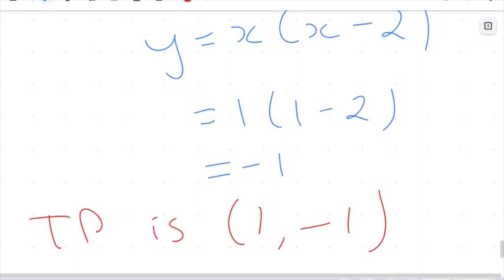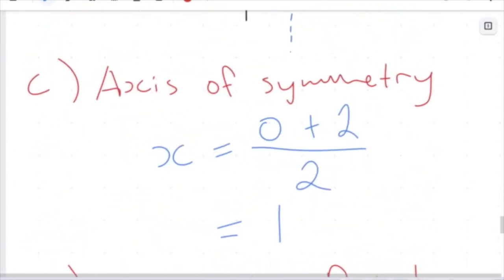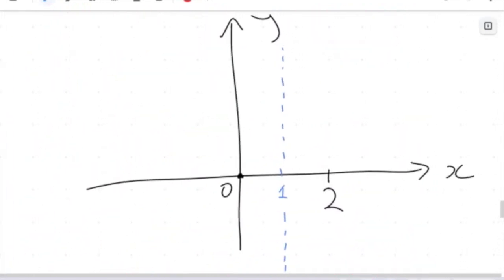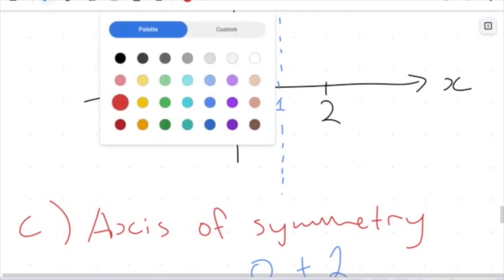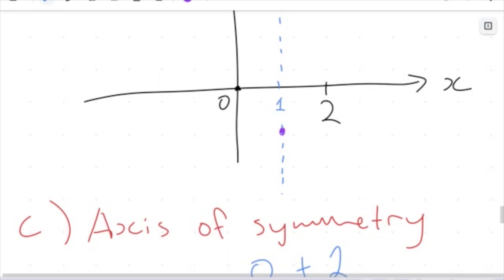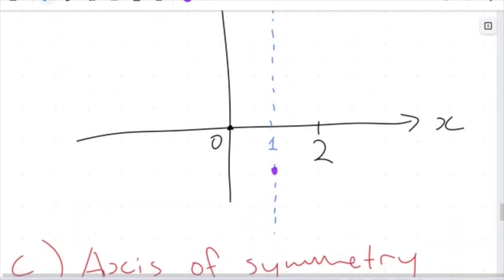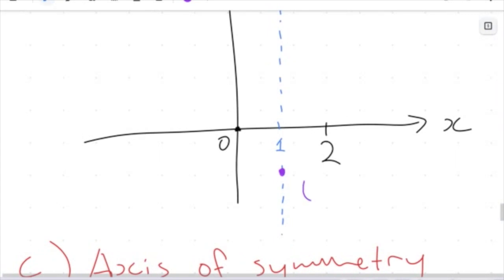So now I have all these pieces of information here. I have a turning point, I have an axis of symmetry, and I have intercepts. And let me just draw in my turning point here. So my turning point's going to be down here, and this is a minimum turning point because this is a concave up parabola. So my turning point is 1, negative 1.